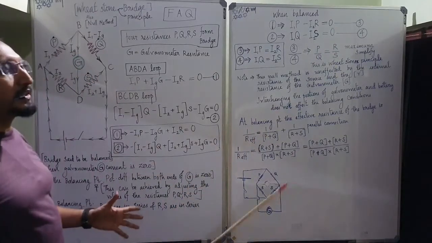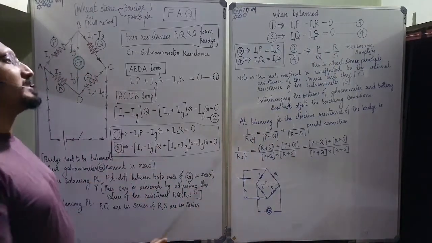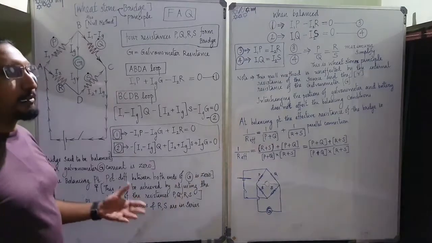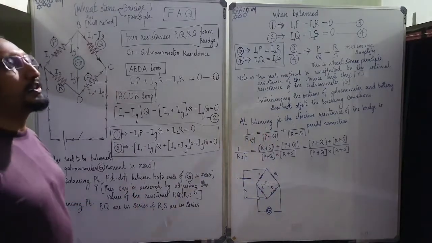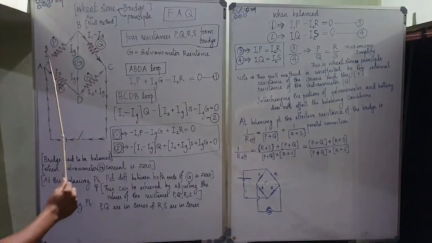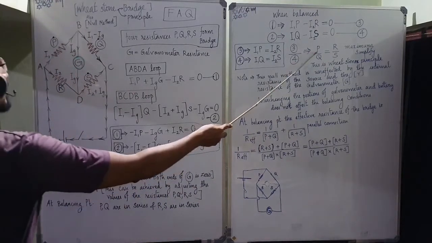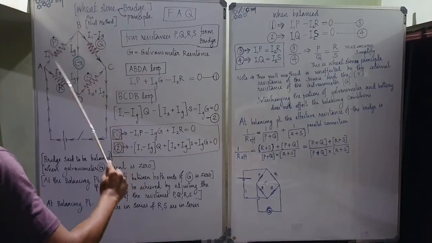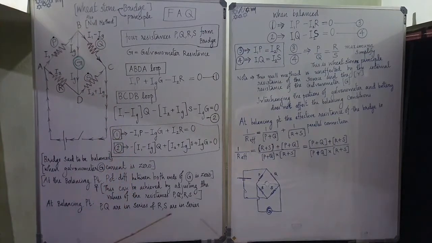To make the principle as easy as possible, even if you don't know anything about Wheatstone's principle or the null method, just write in alphabetical order: P, Q, R, S. P by Q is equal to R by S. That is the basic principle. Understand that P and Q are two resistances in series, and R and S are two resistances in series.